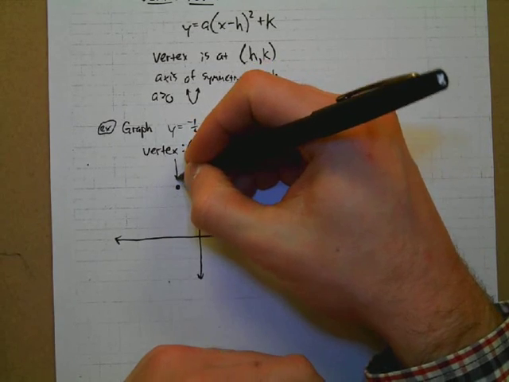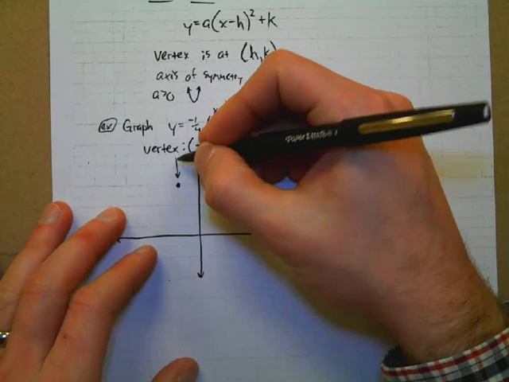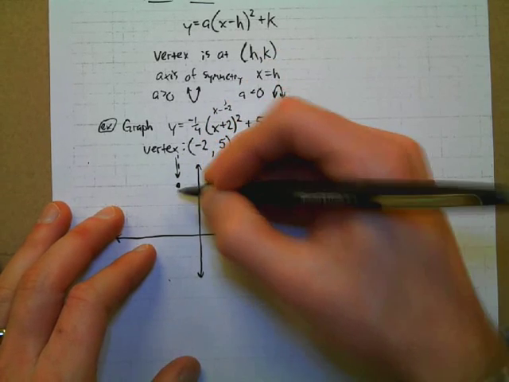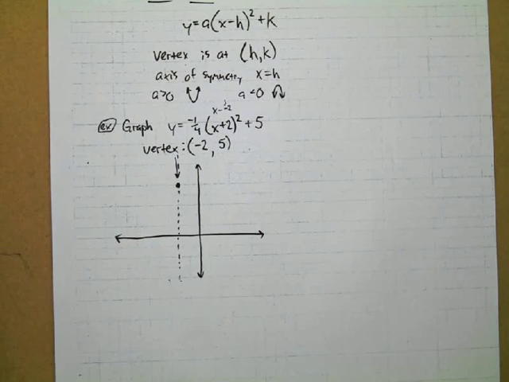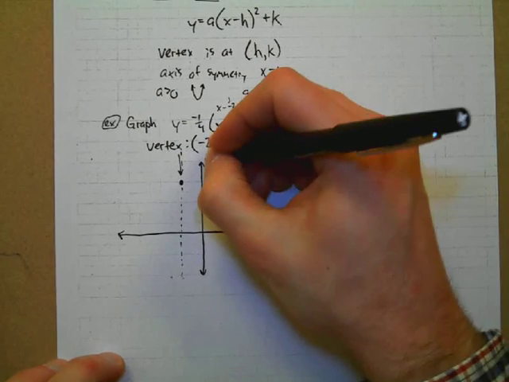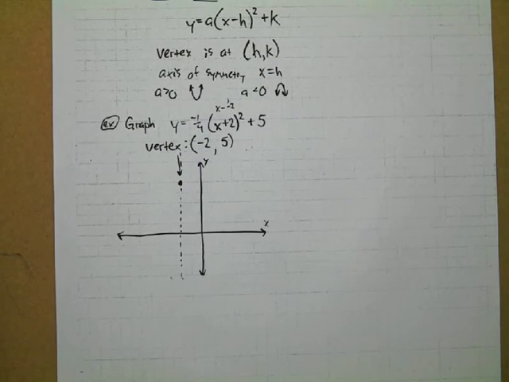Okay, so a little bit less work. The vertex, we can just read it. But now at this point, we need to get more points. And so guess what we're going to do? We're going to pick some x values, and we're just going to plug them in and make a table again, okay? So we just need to make another little t-chart here.